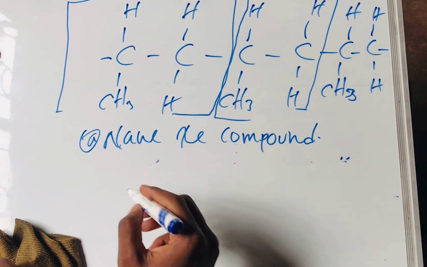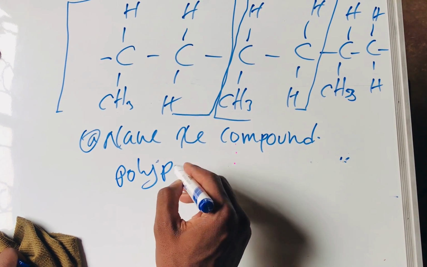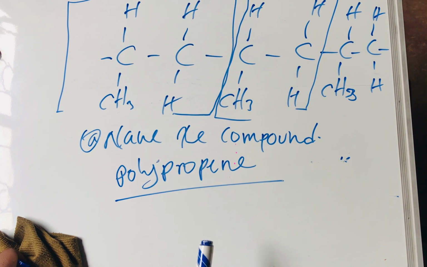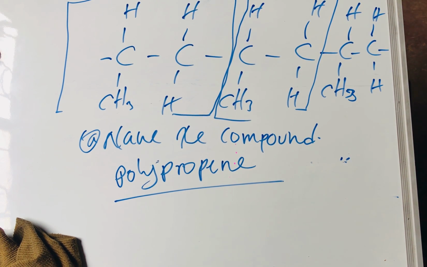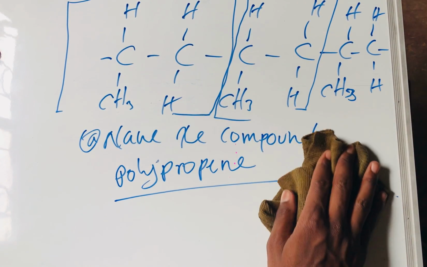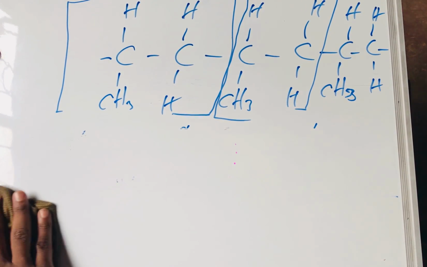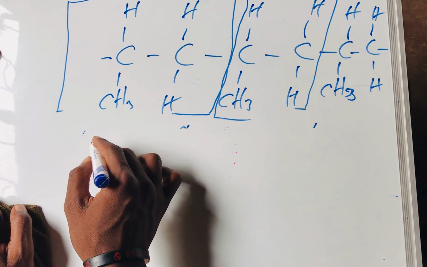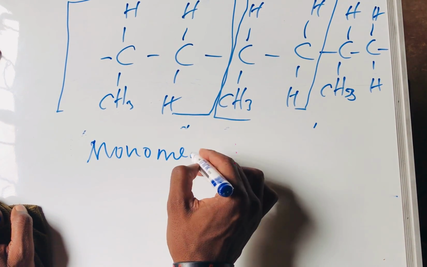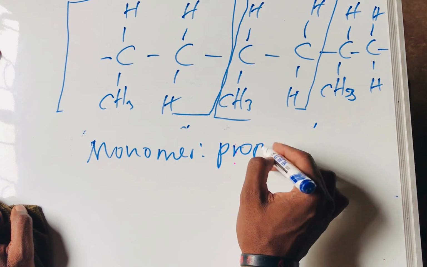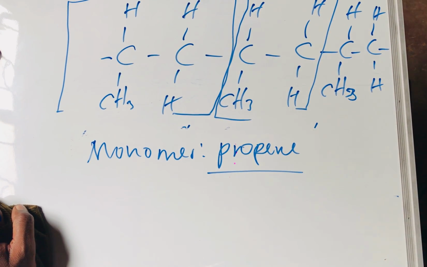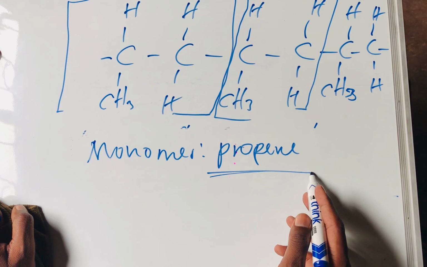Polypropene. So polypropene is the name of this compound right here. Let's say the next question was asking us to name the monomer. We've said that the monomer of this compound is propene, because the name of this compound is polypropene. So the monomer is propene.